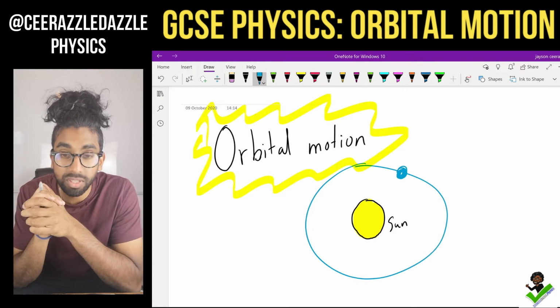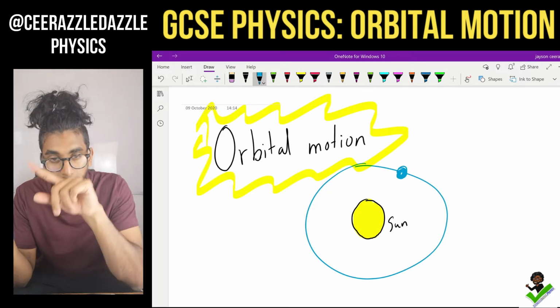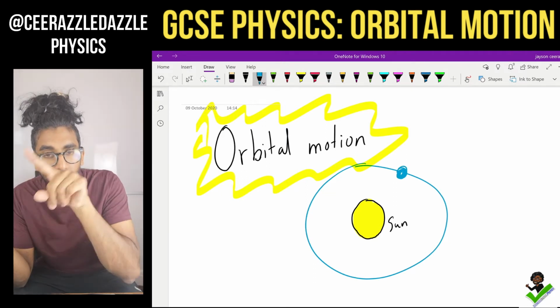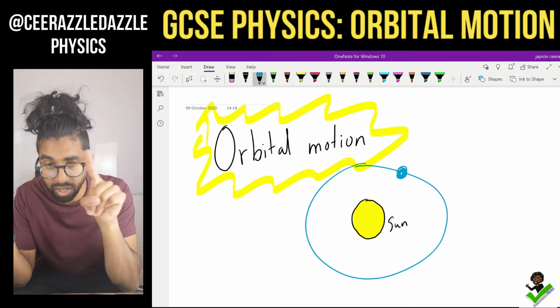Okay, so the first thing to consider is, what exactly is an orbit? An orbit simply means a path in which one object goes round another.